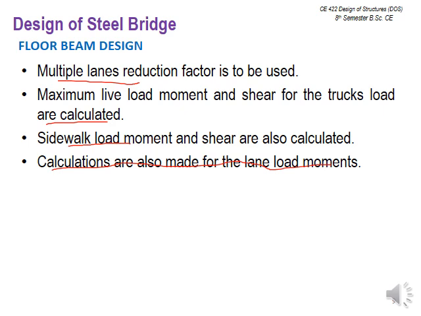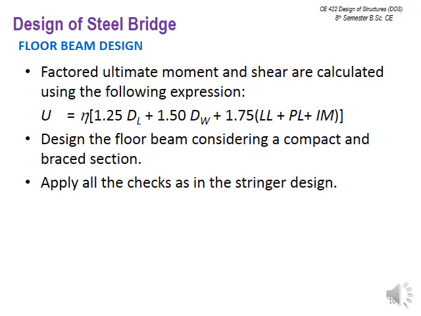Okay, so you have the live load, the sidewalk moments are done, and then the lane loads. Finally, the factored ultimate moment and shear are calculated using this particular formula. This will be the same as for the stringer. Design the floor beam considering the compact and braced section, and you have to apply all the checks as in the stringer design.